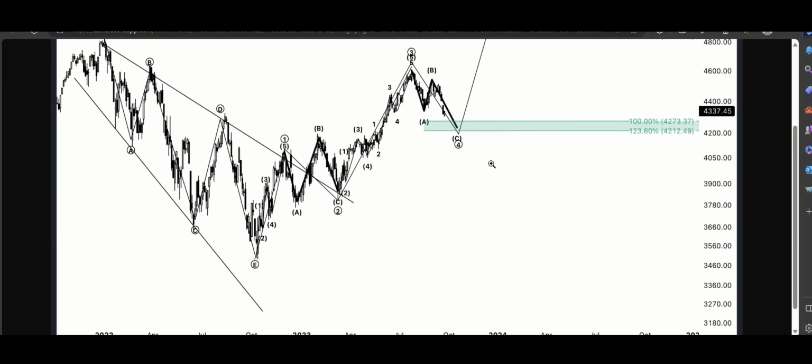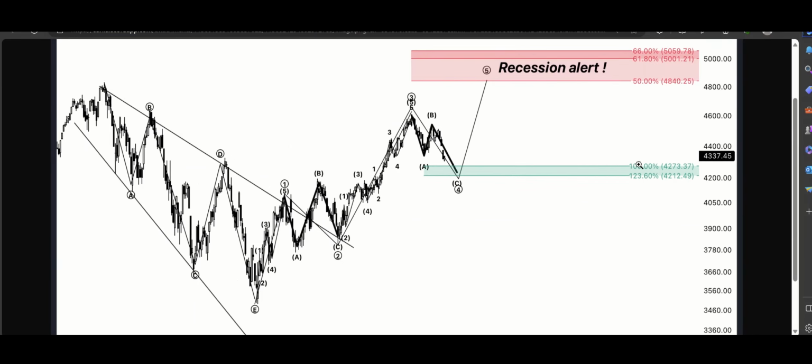So what you're going to want to see on your chart is for these levels to hold here at around 4,273 to 4,200.